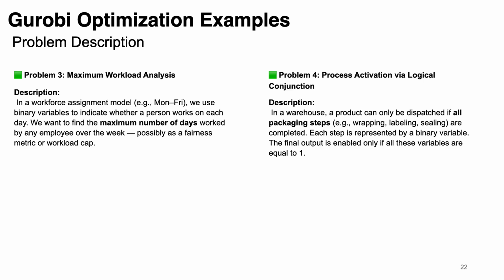Problem 4 looks at process activation via logical conjunction. In a warehouse, a product can only be dispatched if all packaging steps like wrapping, labeling, and sealing are completed. We represent each step with a binary variable, and the final dispatch action is enabled only if all of these prerequisite variables equal 1. This is a perfect use case for Gurobi's AND constraints.